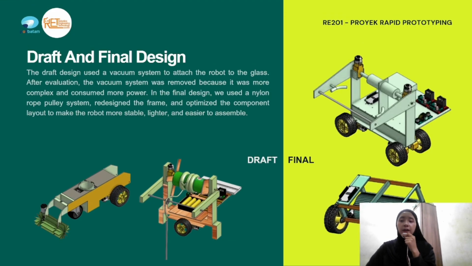Next, draft and final design. The draft design uses a vacuum system. And then after evaluation, the vacuum system was found to have several drawbacks. It was more complex, required a significant amount of power, and made the robot heavier. So in the final design, we replaced the vacuum system with a pulley system using nylon rope, and the system is simpler and more energy efficient.